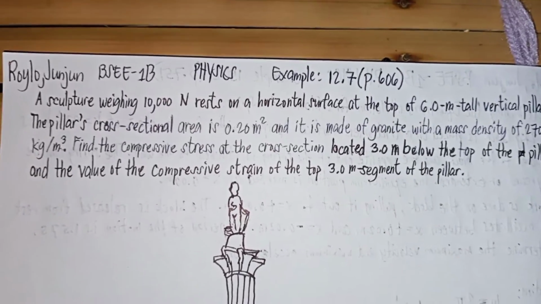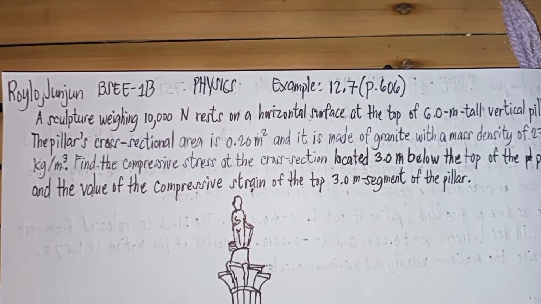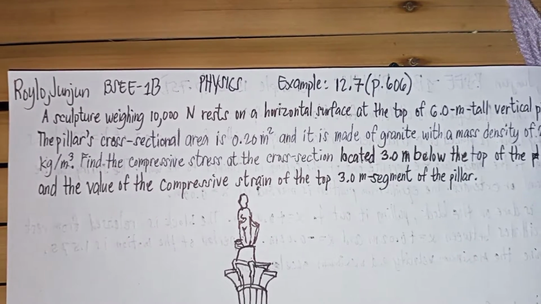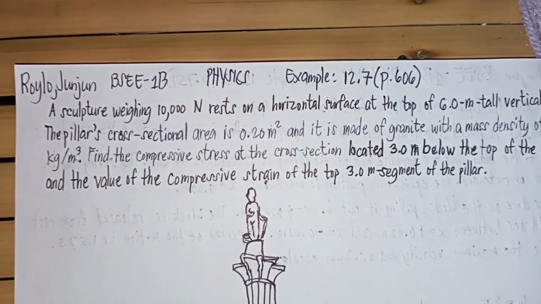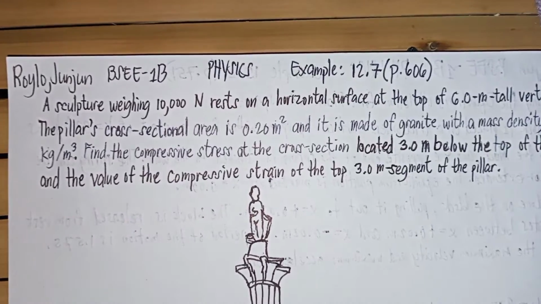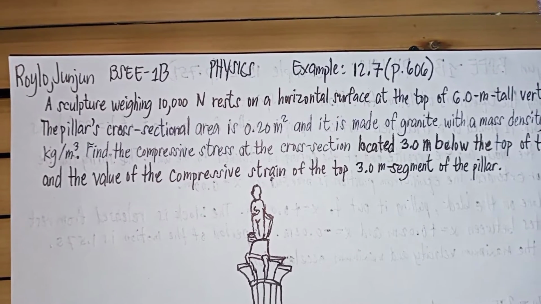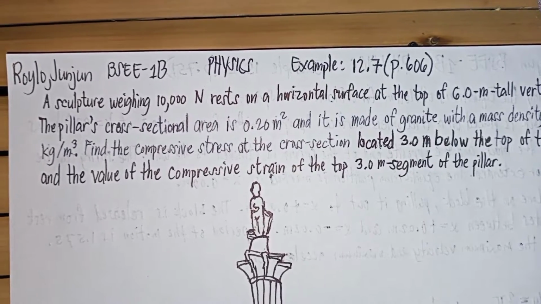Example 12.7, page 606. A sculpture weighing 10,000 newtons rests on a horizontal surface at the top of a 6 meters tall vertical pillar. The pillar's cross-sectional area is 0.20 meters squared, and it is made of granite with a mass density of 2,700 kilograms per meter cubed.